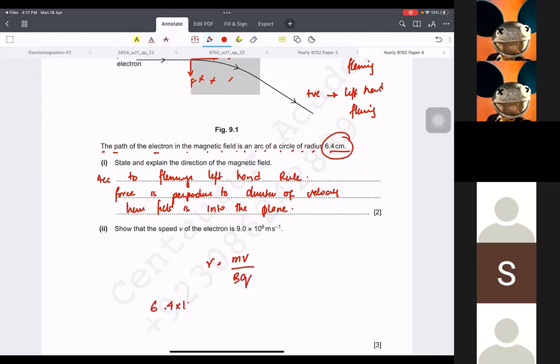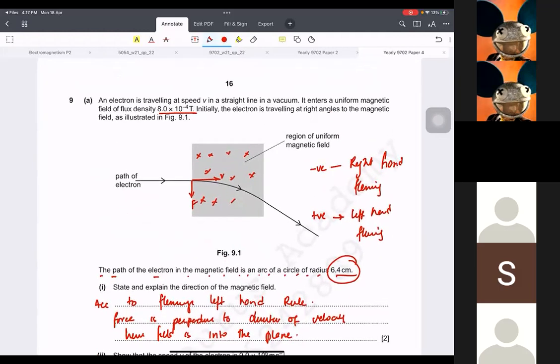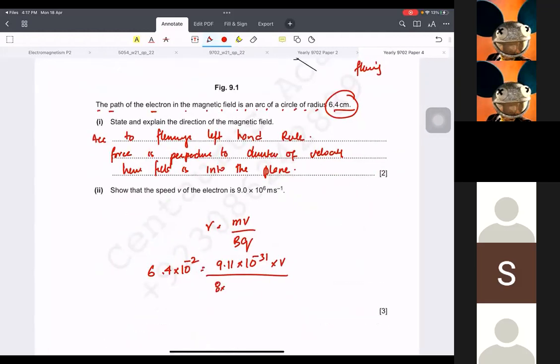6.4 times 10 to the minus 2. Mass of an electron is this. I hope you guys remember this. I mean, it's already there, no need to remember. It's 8.10 raised to minus 4. And charge of electron is 1.6 times. So the answer, I think, should be the correct answer. I don't see any mistakes, but you can still check.